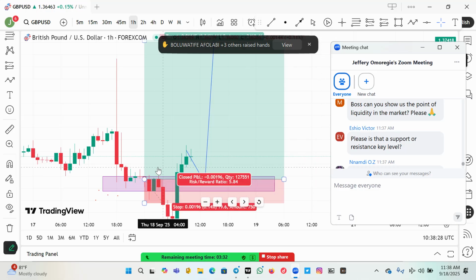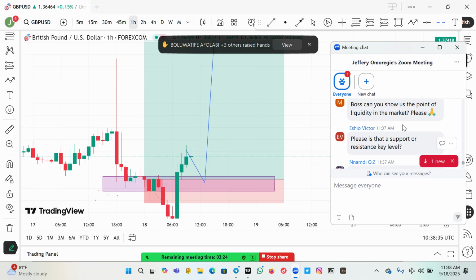Someone is asking, is this a resistance or a support key level? This is a resistance key level that turns support. It's called RBS. This is a resistance key level that turns support.